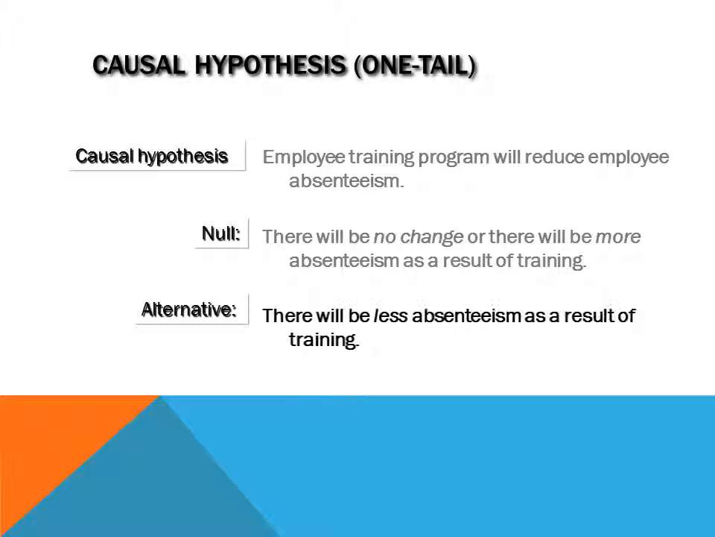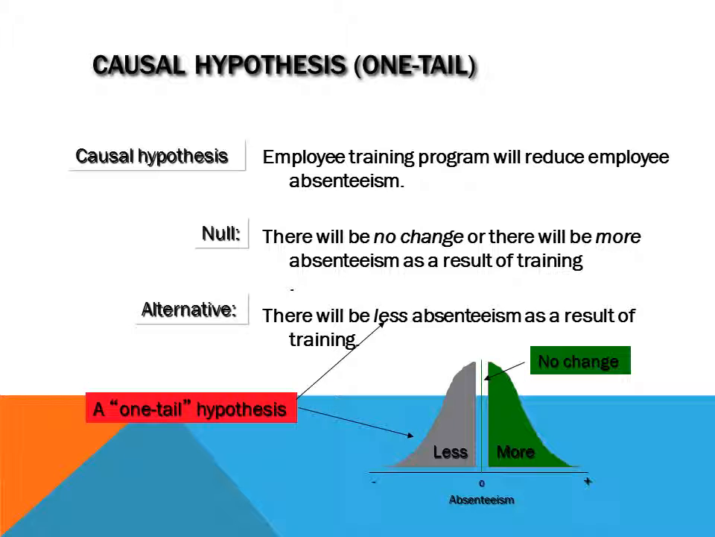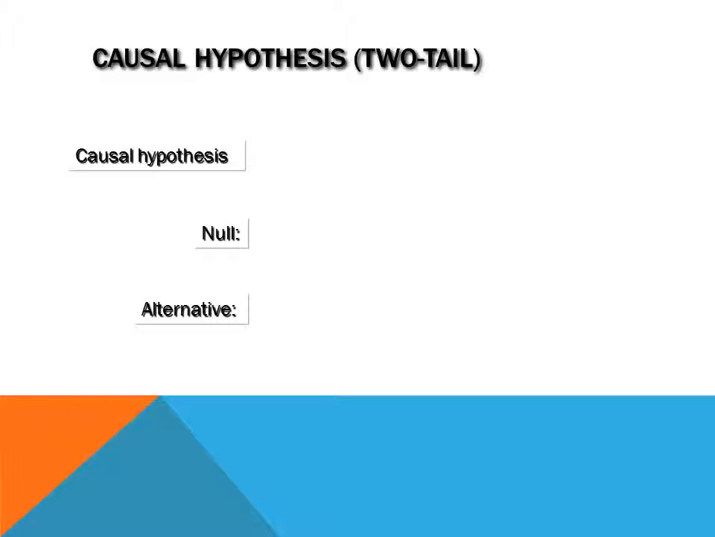And therefore, your alternative will be that there will be less absenteeism as a result of training. And as you can see, our hypothesis here is on the left side of the tail, which is a reduction. And therefore, this is called a one-tailed hypothesis. Causal hypotheses can also be two-tailed. And if you understood what a one-tailed hypothesis is, then it's pretty simple to understand what a two-tailed hypothesis is.